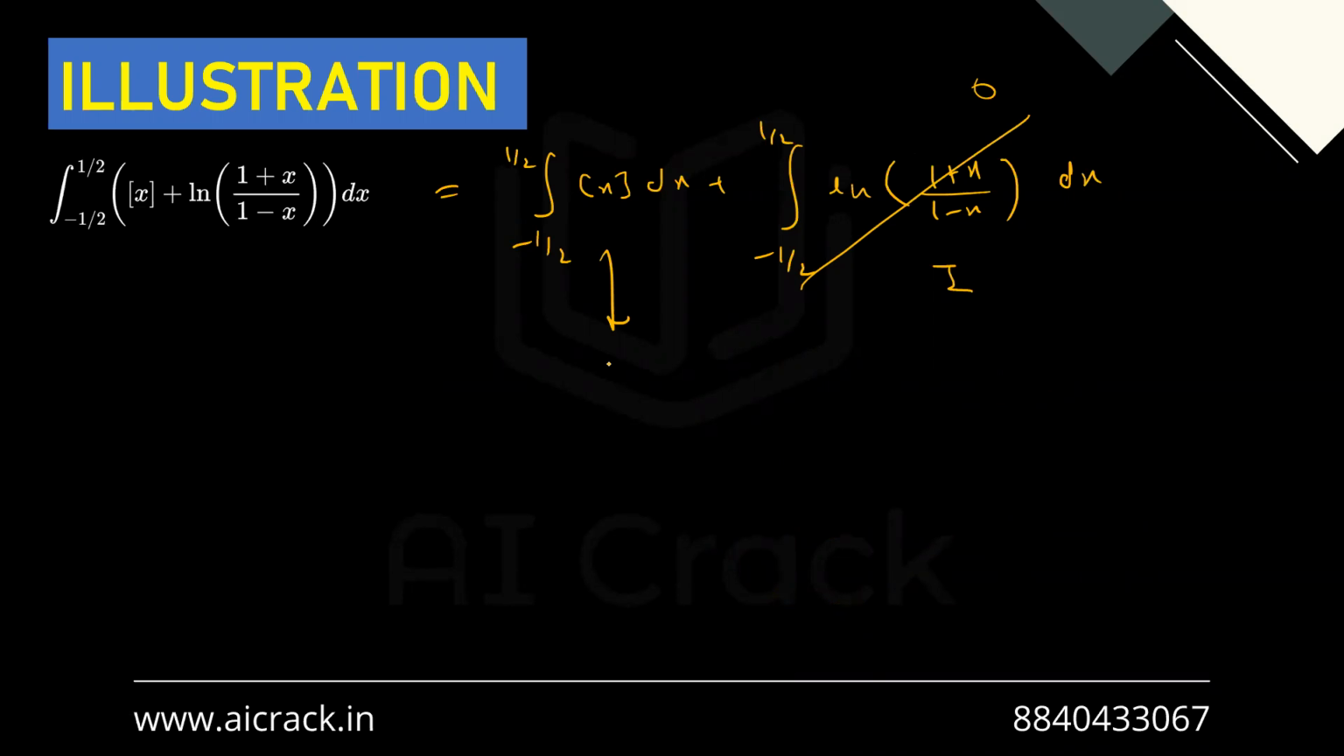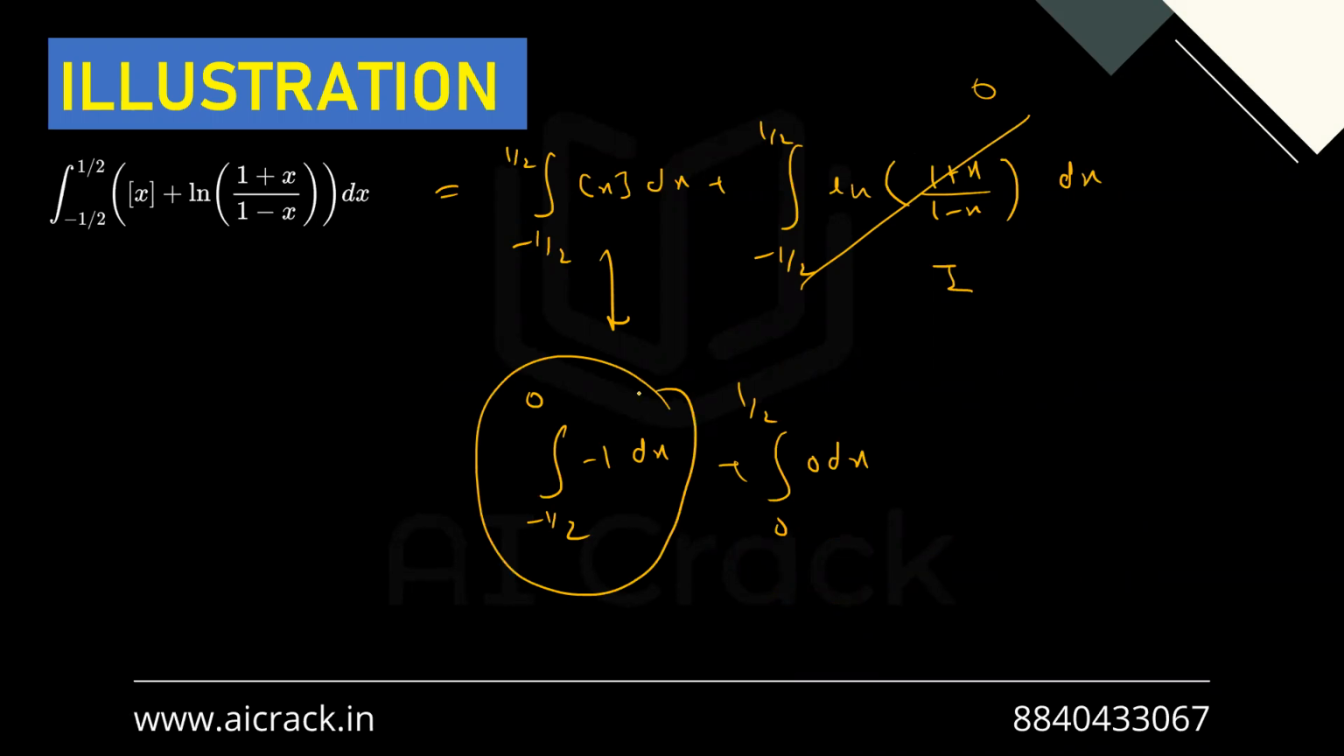And this is very simple to solve. So basically, from minus half to 0, this value is negative. This value is minus 1 basically. So minus half to 0, this is minus 1 dx, plus 0 to half, this is 0 basically, so 0 dx. So this is the final integral. This integral has been reduced to this integral, right?